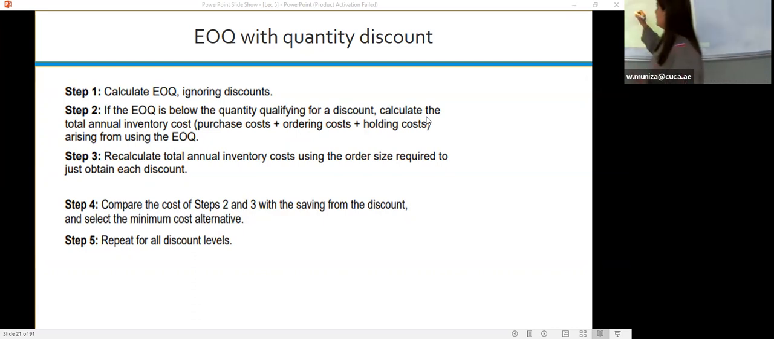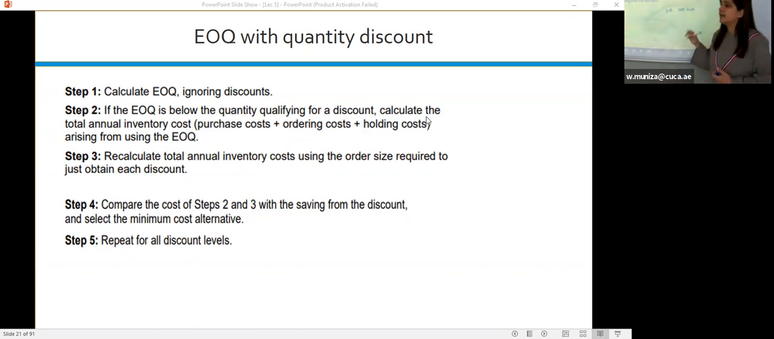Say, for example, if we have calculated the EOQ as 2,000 units. If we are going to order 2,000 units, our cost of holding and ordering would be the least. But your supplier says that if you are going to purchase 2,500 units, then the discount is going to be offered. It means that your EOQ is not actually the quantity at which the discounts can be attracted. So what you have to do in that case?